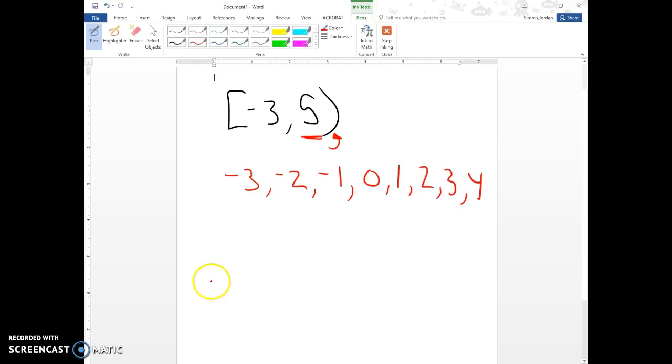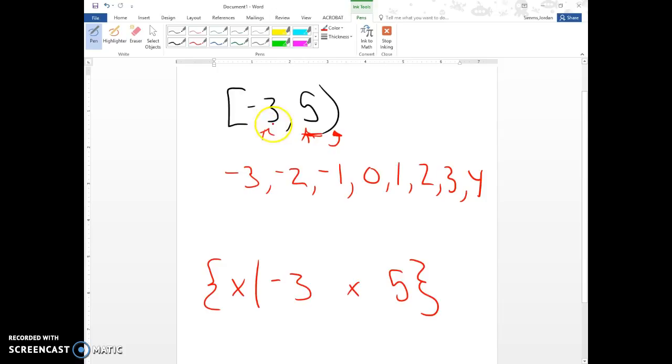So if we're going to write this in set builder notation, we would say x is any value so long that it's between these two endpoints right here, -3 and 5. So I'm going to write -3, I'm going to put my x in between, I'm going to write 5. I shouldn't use that bracket. I should use a curly bracket.